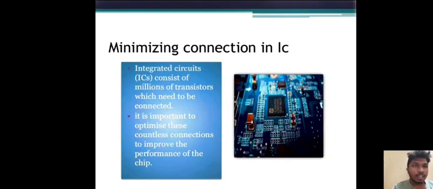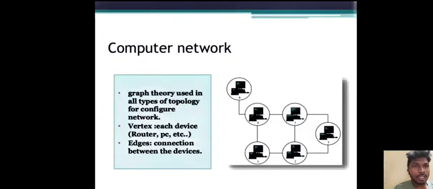Minimizing connections in IC. Integrated circuits consist of millions of transistors which need to be connected. It is impossible to optimize these countless connections by hand to improve the performance of the chip. We need to optimize the connections between the transistors on each chip so that it can perform well and give the best output.